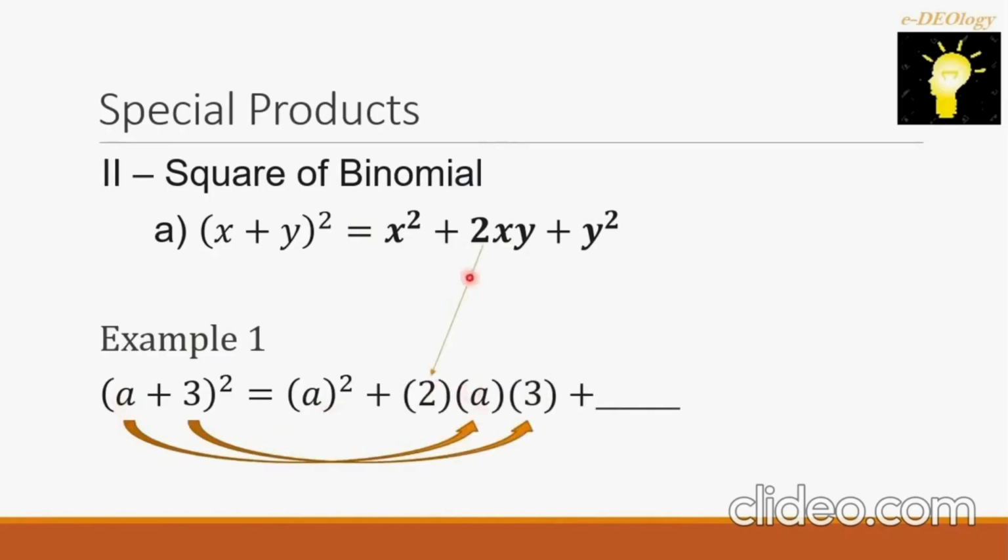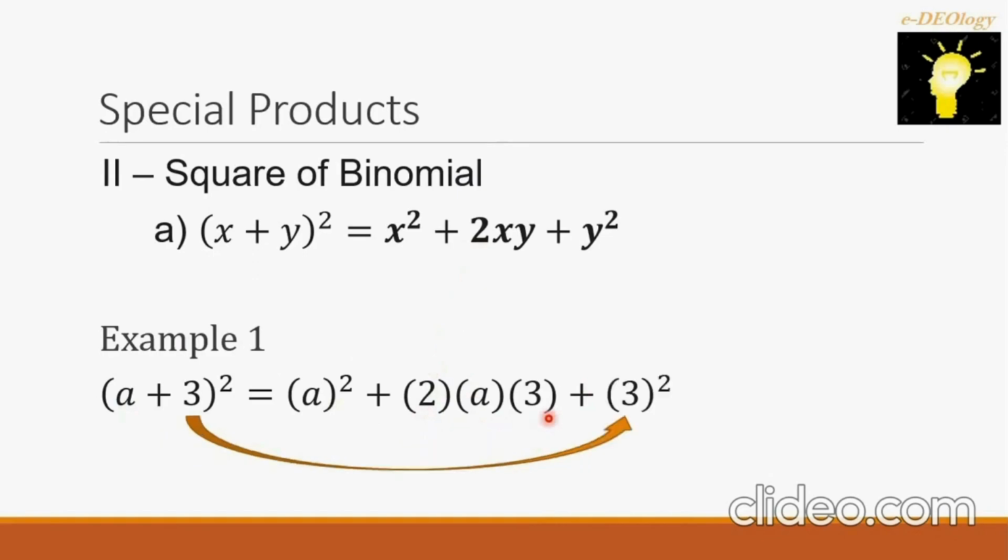The middle term, the a and the 3 are multiplied here with the constant 2. We will not forget the 2. And that is for the middle term. And the last blank is for the 3 to be squared here. And then we will simplify each term.